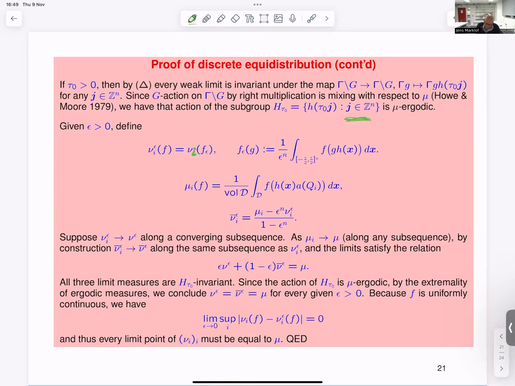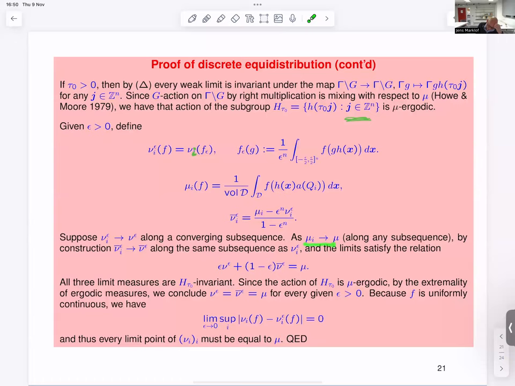This here is my continuous average. I want to show that these two sort of have the same limit. And I'm also defining the complementary probability measure, which is defined in such a way that if I add those up, so the one I'm interested in, the nu epsilon, and the complementary measure, I get exactly mu. Now we use an argument that says that, well, let's suppose, first of all, my fattened measure is converging to a limit along a certain subsequence.